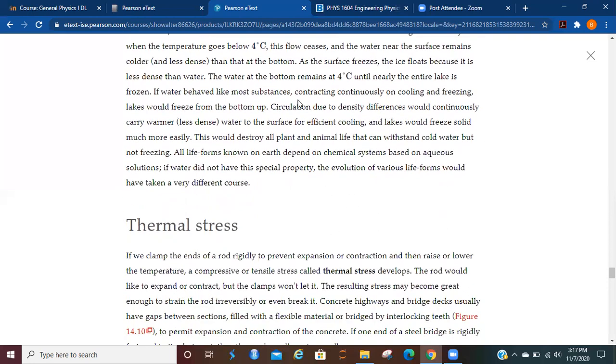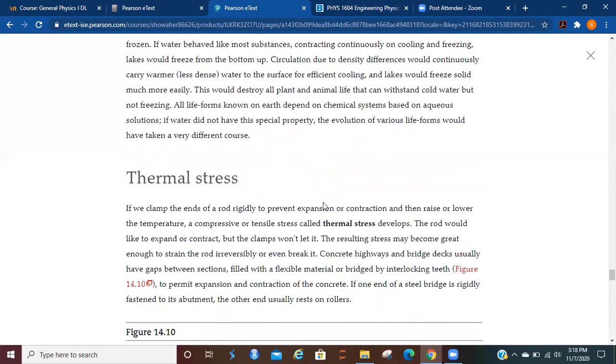If water behaved like most substances, contracting continuously on cooling and freezing, lakes would freeze from the bottom up. Circulation due to density differences would continuously carry warmer water to the surface for efficient cooling, and lakes would freeze solid much more easily. This would destroy all plant and animal life that could withstand the cold water, but not the freezing. All life forms known on Earth depend on chemical systems based on aqueous solutions. If water did not have this special property, the evolution of various life forms would have taken a very different course.